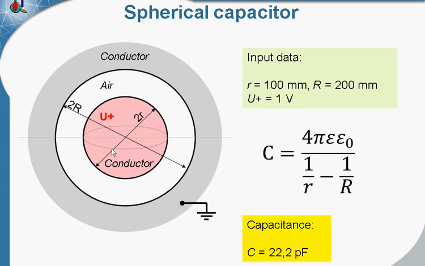We will assign plus 1 volt electric potential to the inner sphere face, and we will assign 0 electric potential to the outer sphere face. Inner sphere would be positively charged and the outer sphere will be negatively charged, and the capacitance is the ratio of electric charge to the potential difference, which is 1 volt in our case. So all we need from QuickField is to find the electric charge.